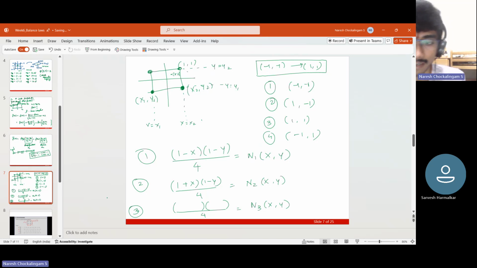Yeah, you can give it a try. So this should be 1 plus x, 1 plus y, right? So when x is 1, you get a 2 here. When y is 1, you get a 2 here. In all other cases, either x or y is -1, so it is 0.